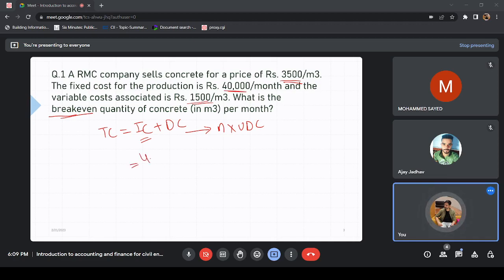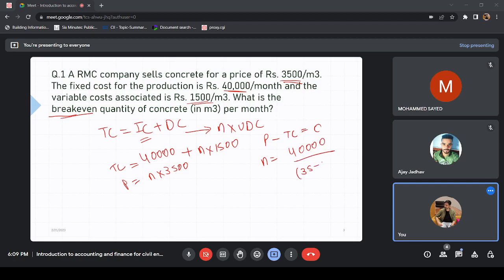So this brings the total cost as 40,000 plus n into 1,500. This is the total cost, and the price you will be earning for this is n into 3,500. So for P minus TC equal to 0, we get n is equal to 40,000 divided by 3,500 minus 1,500, which is equal to 20.